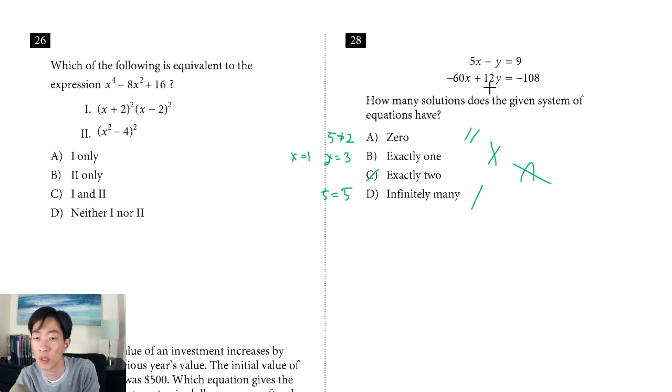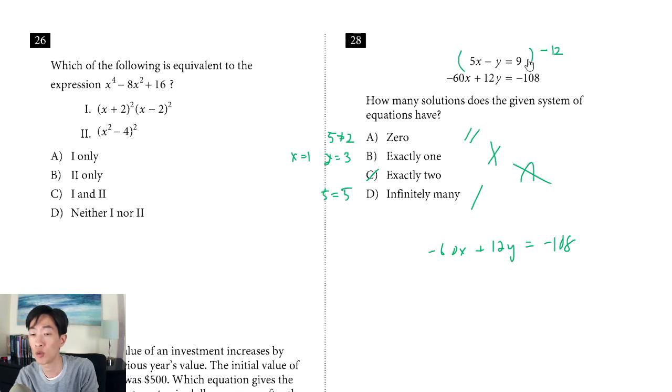The easiest way to do this here is notice that 5 is related to 60 when you multiply by 12, and that's kind of convenient because y is related to 12 by multiplying by 12. So what I'm going to do is multiply the first equation by specifically negative 12. And what do I get? We get negative 60x plus positive 12y equals negative 108. That's exactly the same equation as the bottom.